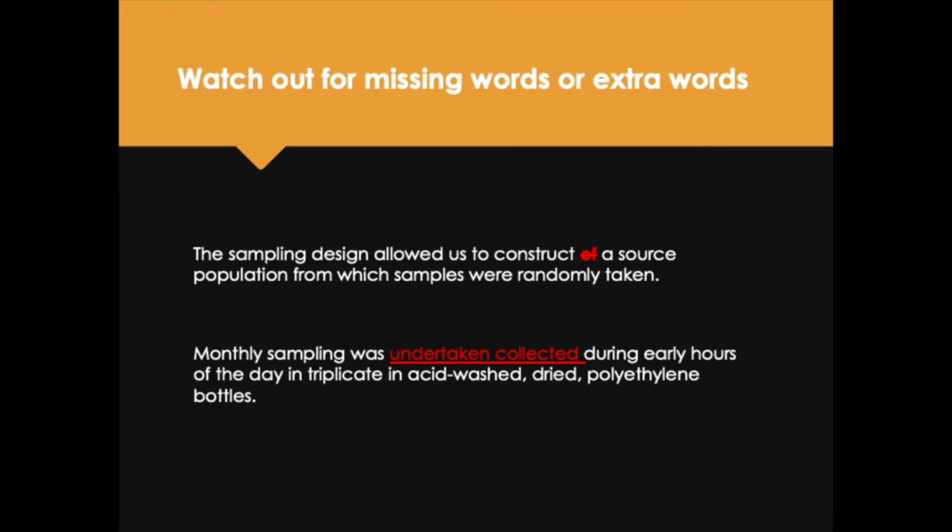The second sentence originally said monthly sampling was undertaken, collected during early hours of the day in triplicate in acid wash dried polyethylene bottles. So there's 2 words there, undertaken and collected. And I think one of them is extra. So you should say monthly sampling was undertaken during the early hours, or monthly samples were collected during early hours. This is probably just a situation where the authors were editing this sentence and they accidentally left an extra word in it.